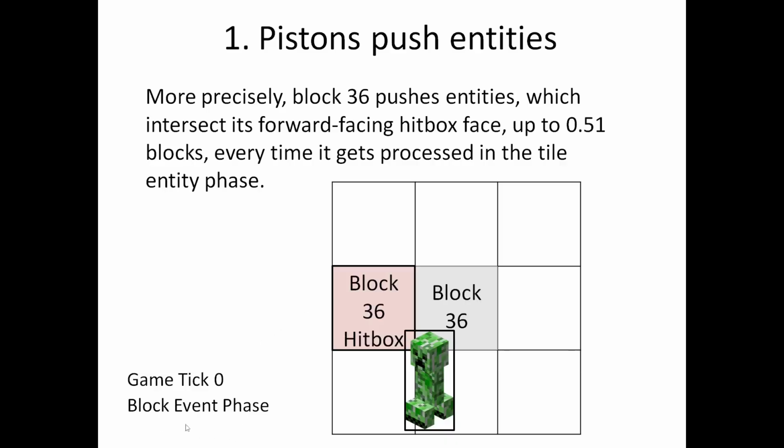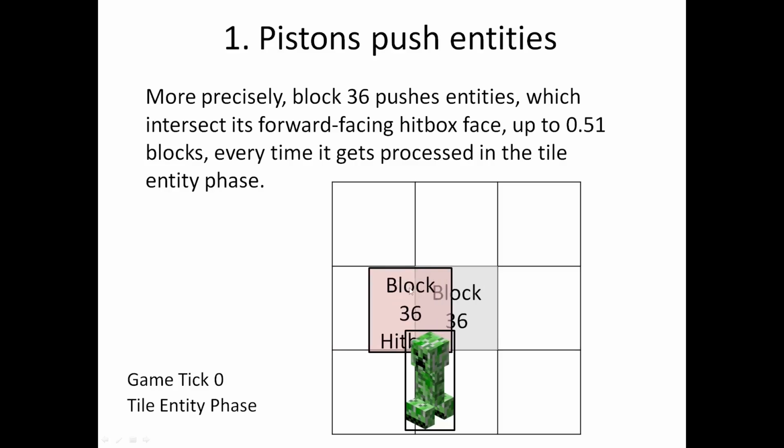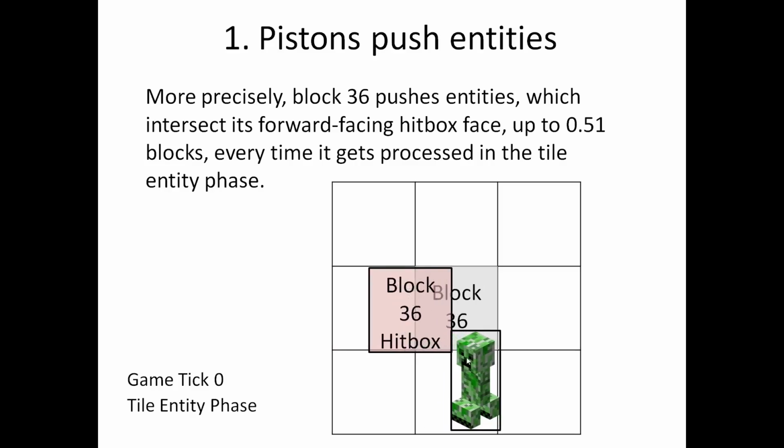And then after the block event phase, we eventually get to the tile entity phase, and in the tile entity phase, the block 36 gets processed. When the block 36 gets processed, it will move the hitbox one half block closer to the destination position. So in the tile entity phase, the block 36 hitbox will move half a block, and if there are any entities colliding with the hitbox, then these entities will get pushed 0.51 blocks in the direction in which the block 36 hitbox was traveling, and the entity will then be placed in front of this block 36 hitbox here. That's what happens when pistons push entities.